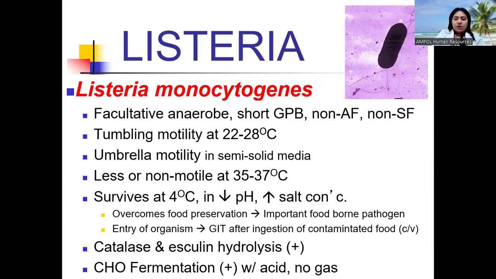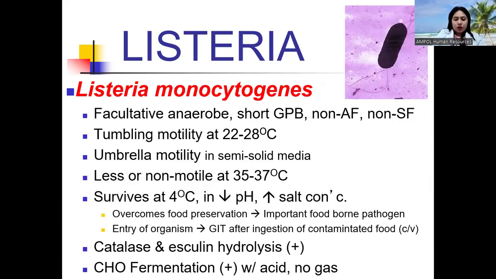Listeria monocytogenes are facultative anaerobes. They are short gram-positive bacilli, non-acid fast. They exhibit tumbling motility, guys, at 22 to 28 degrees Celsius. That's the characteristic feature: umbrella motility in semi-solid media. It's like the inverted fir tree of Bacillus anthracis in semi-solid media, while Listeria shows umbrella motility.